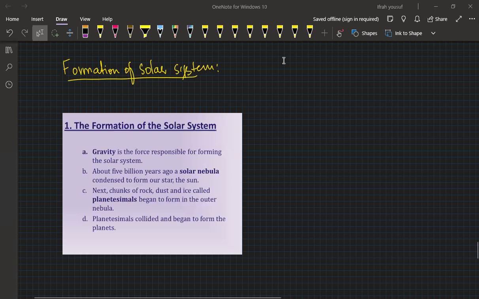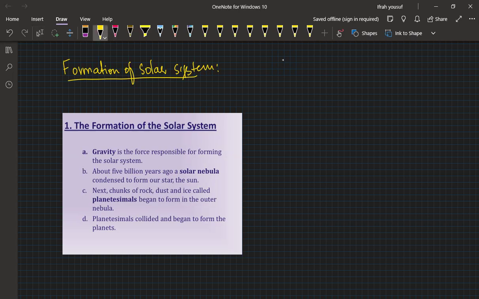Right. So when we talk about the formation of the solar system, gravity plays a very vital role. I would say that gravity is the force, or perhaps the only force, responsible for making the solar system, right? After that, we all believe that billions of years ago, the solar system, and especially a nebula, was formed. So we are going to see how the nebula was formed, and what a nebula is.